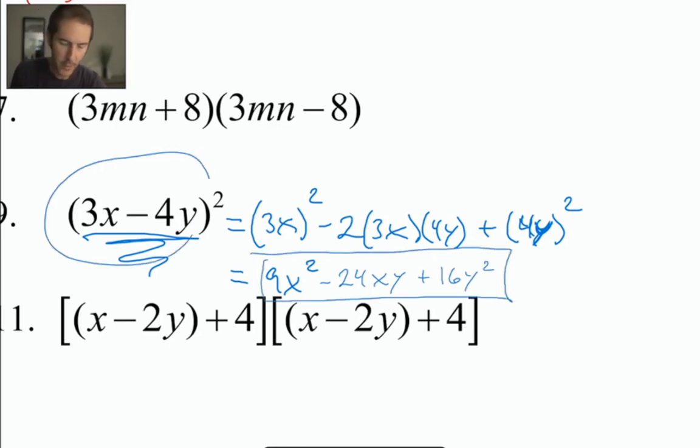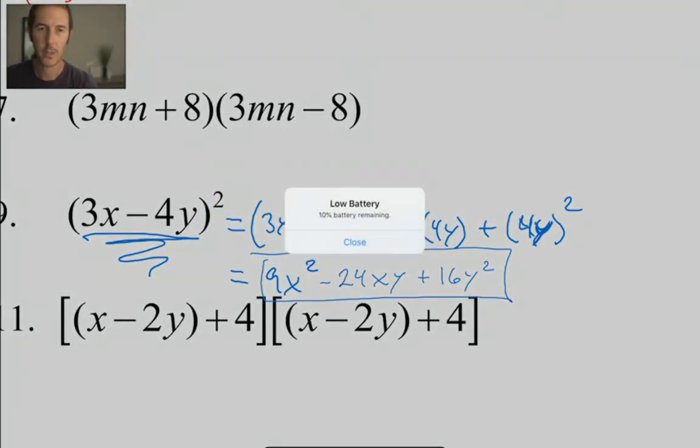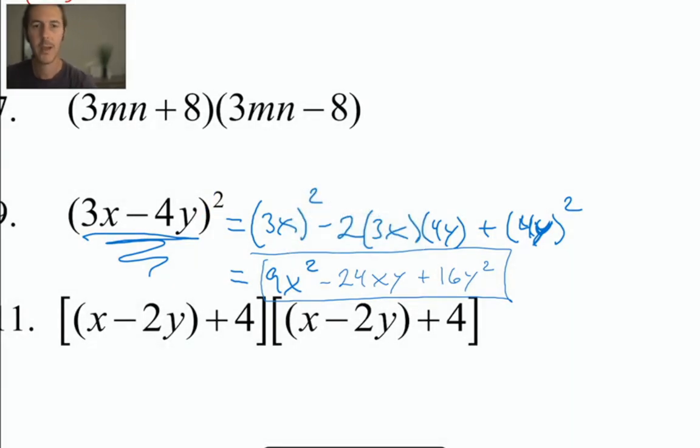Could I have written this out as 3x minus 4y times 3x minus 4y, gone through the foiling process, and combined like terms? Absolutely. Would I have gotten the same answer? Absolutely. What is this thing called? It's a perfect square trinomial.